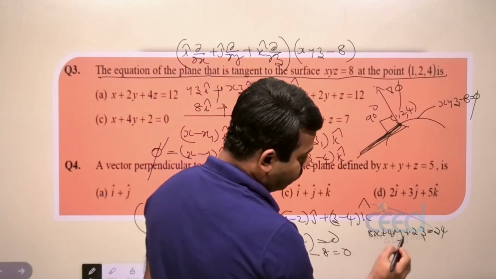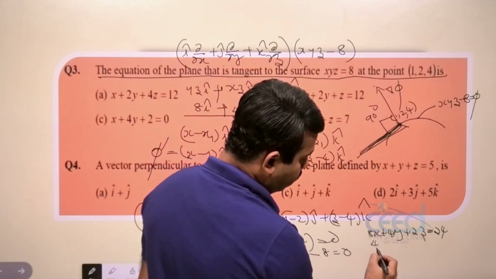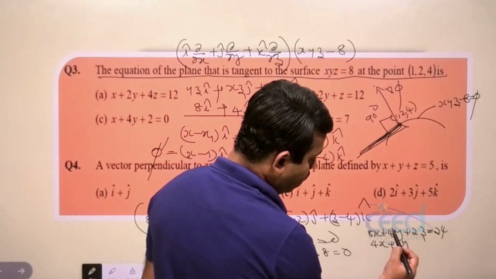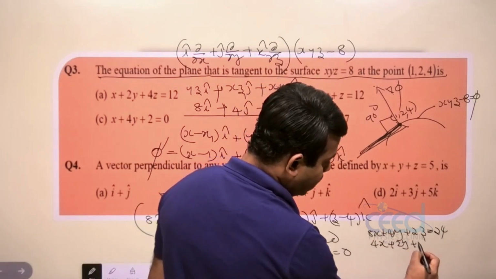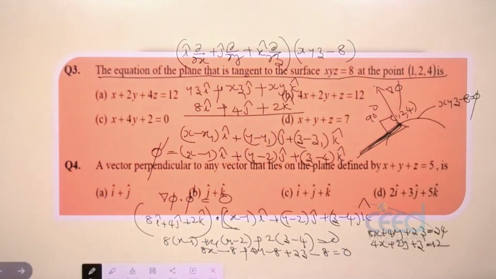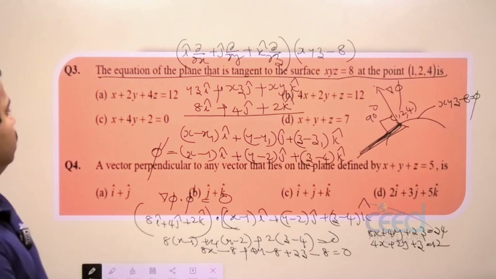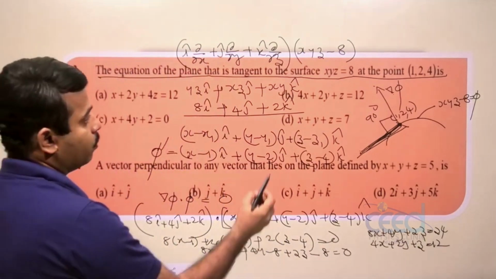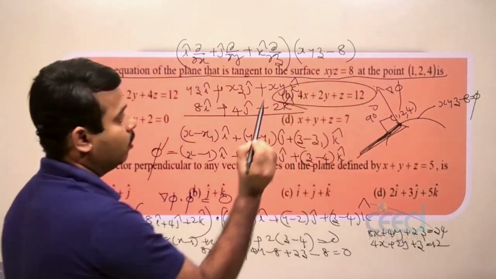Now you can divide this by 2. That means 4x plus 2y plus z equals 12. So 4x plus 2y plus z is equal to 12. Which is the option? Option B is correct. Alright, option B is correct.